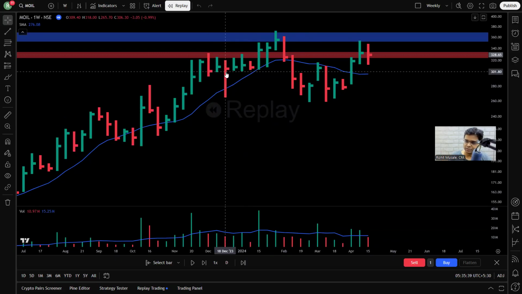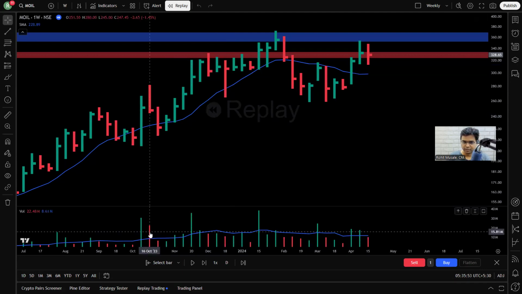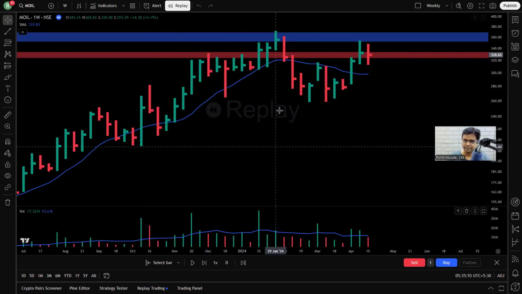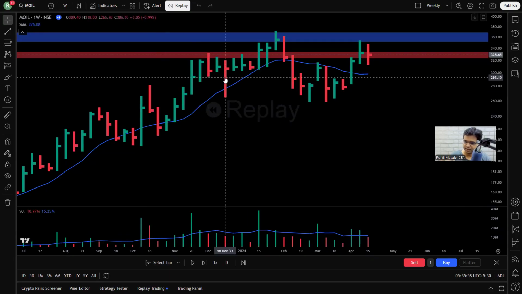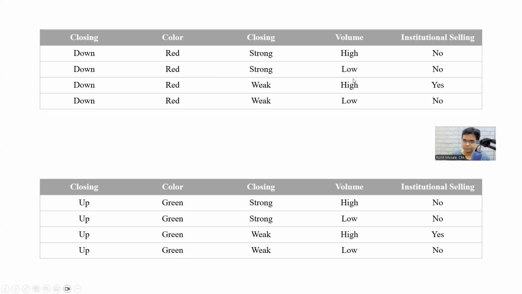Do you think institutions are selling on that in that week? No, right? Because the stock has bounced from the low of that week, and that too it is coming on high volume. Here it shows low, but assume for this bar you had this kind of volume. In that case, the institutions are not selling, they're actually buying the stock. The stock actually bounced from the low of the week. So if the color is red, the closing is strong, and the volume is high, institutions are not selling.